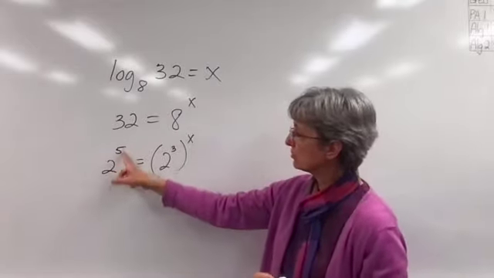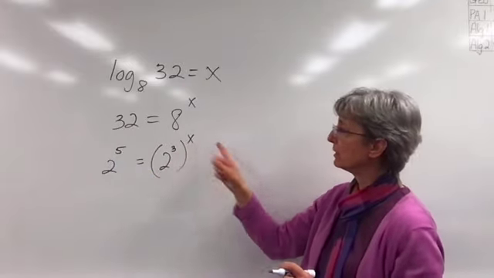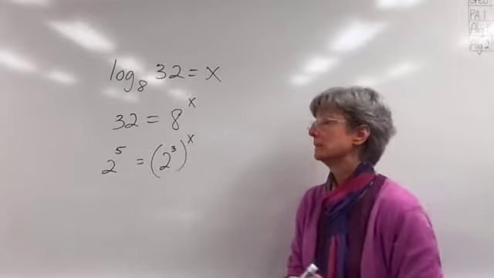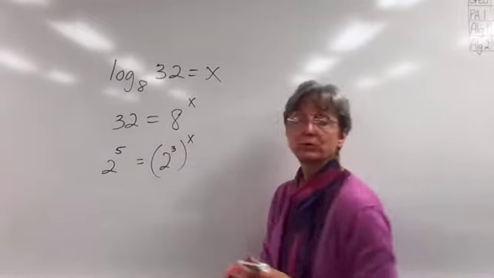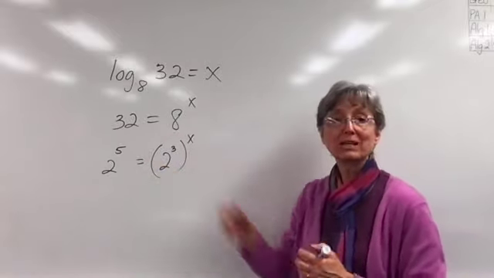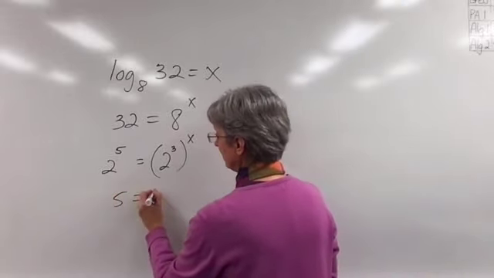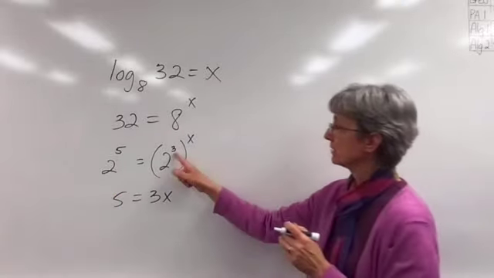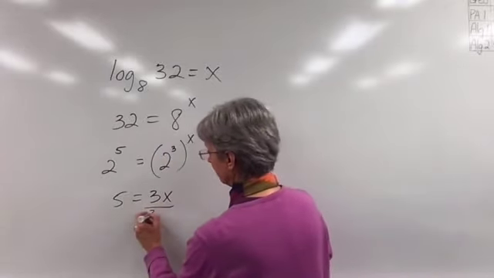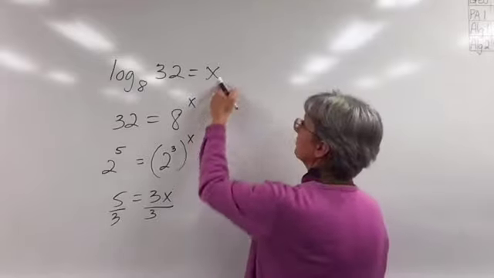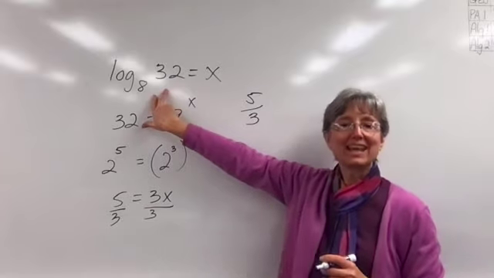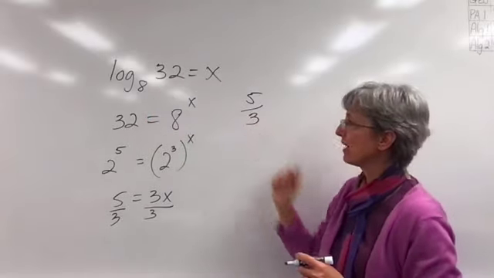So since I have 2 to the power of 5 and 2 to the power of 3 raised to the power of x, by the way, what happens if I have a power of a power? This becomes 2 to the power of 3x, right? Since my bases are now the same, all I have to do is make my exponents the same. 5 equals 3x. 3 times x has to be 5. So to solve for x, I divide by 3, and I get that x is 5/3. Log base 8 of 32 is 5/3.